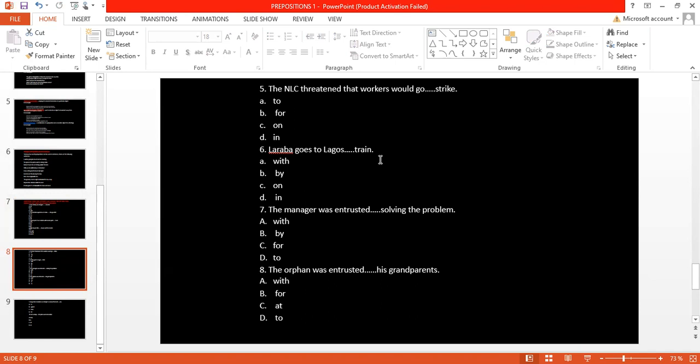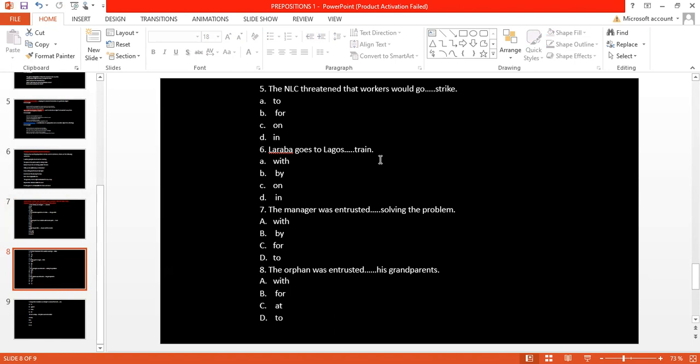Look at the container we are referring to, train. How large it is. All right, how big it is. Those are the things grammarians consider before inserting a particular preposition to denote a correct expression. Lara goes to Lagos by train every day.